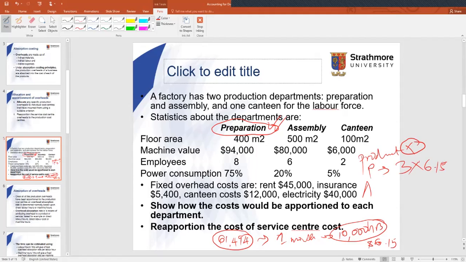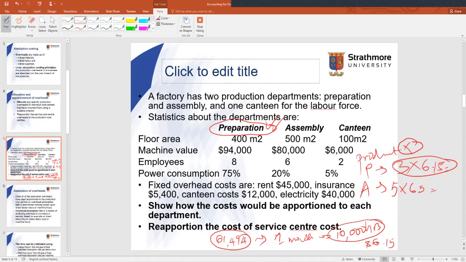The same applies for the assembly department. Determine how many hours the product takes there, assume 5 hours. What's the cost per hour? Assume it's, let's say, 6.5. Therefore, the total overhead to be absorbed into product X will be 3 times 6.15, plus 5 times 6.5.